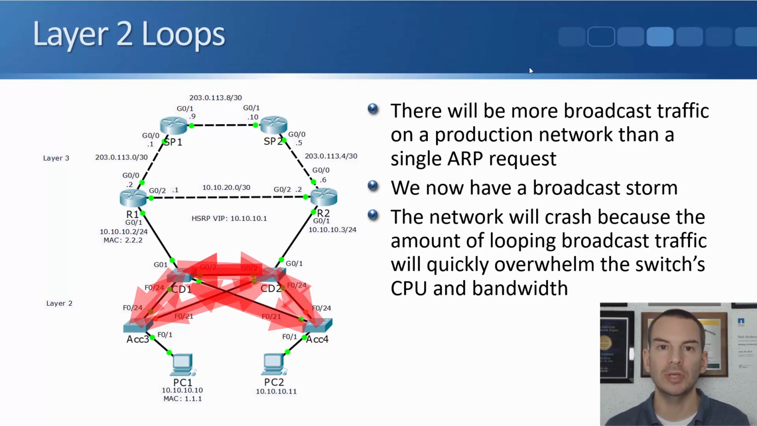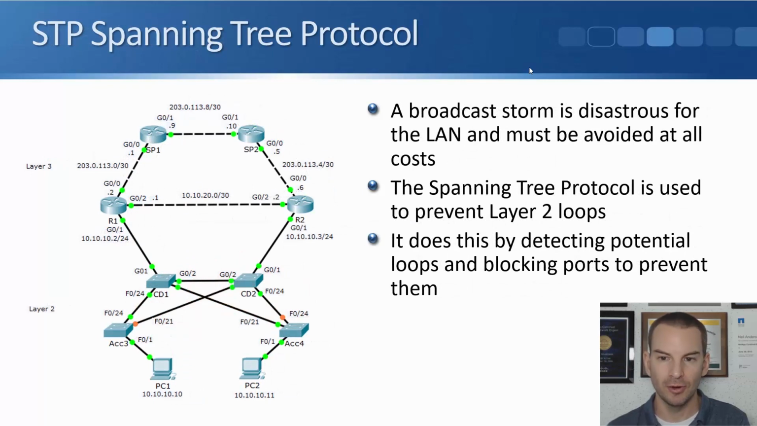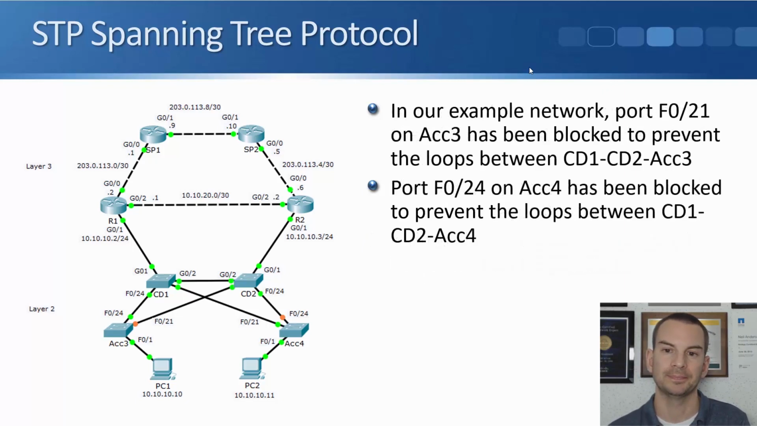So if you do get a broadcast storm on your network, it's devastating for the network. It will stop the network from working. So a broadcast storm obviously must be avoided at all costs. And the way that we do avoid it is by using the Spanning Tree Protocol. It's used to prevent any layer 2 loops. It does that by detecting any potential loops and blocking ports to prevent them.